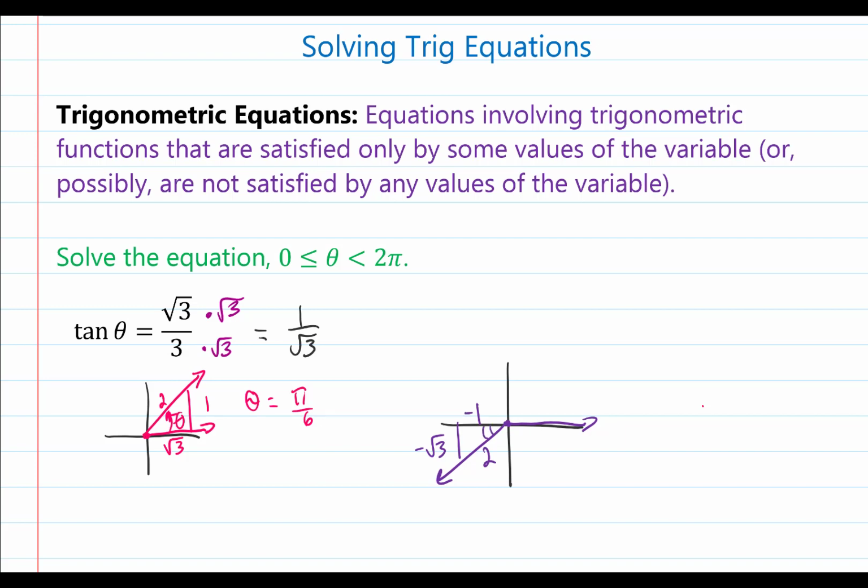Now I know that this reference angle, based on the previous picture here, is going to be pi over 6. So my goal is to find this angle here, which is going to be pi plus pi over 6, which is a sum of 7 pi over 6. So I know my final answer is going to be theta is equal to pi over 6 and also 7 pi over 6.